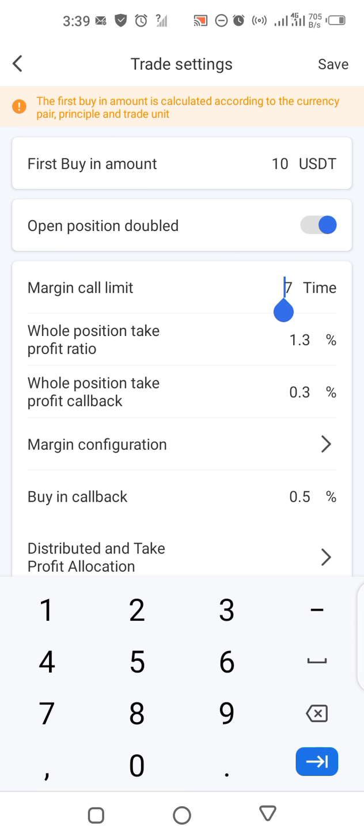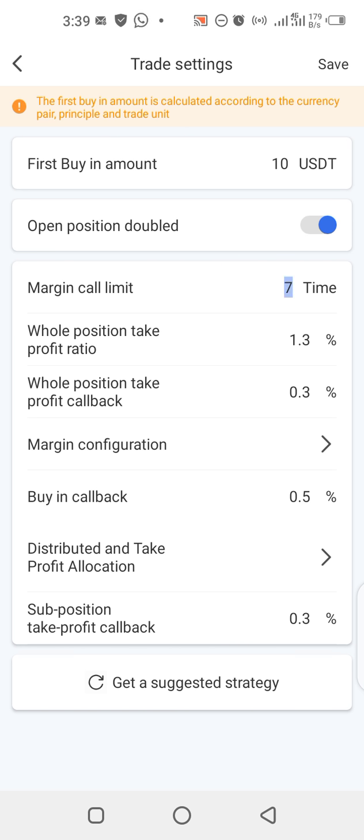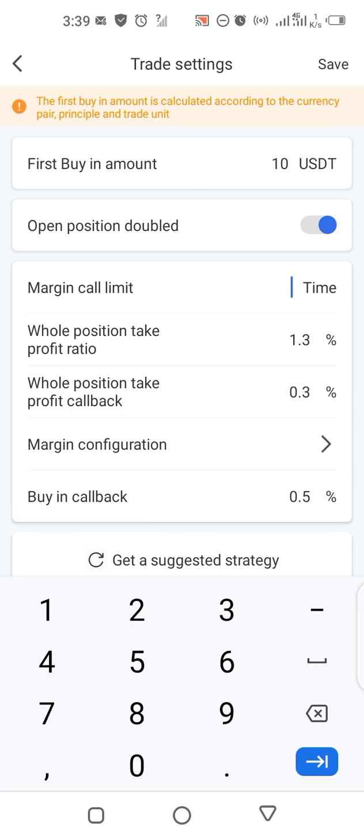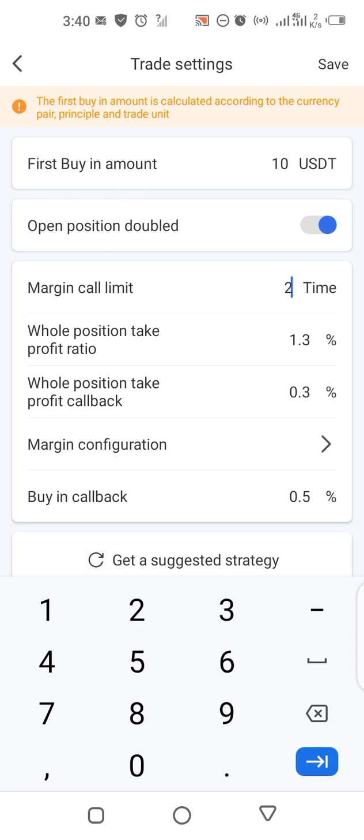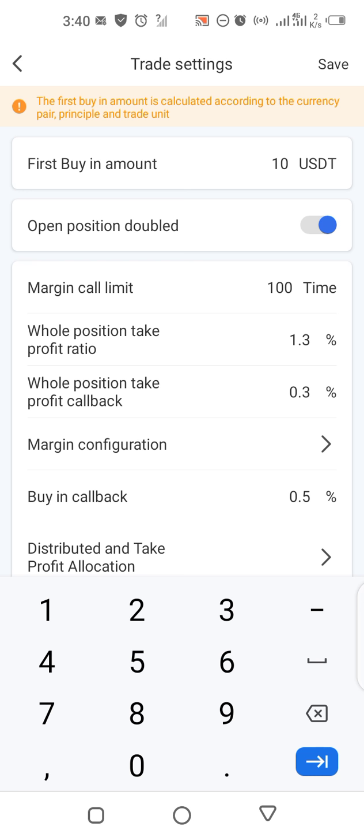Then we have here the margin calls. Now for the margin calls, these are the times you want the bot to keep on buying when the market goes down, when this particular coin goes down. So you can say they should be 50, you can say they should be 200. You see, now the maximum margin calls are only 100. So it's up to you how many you can put. How many times do you want the bot to keep on buying whenever the market goes down?